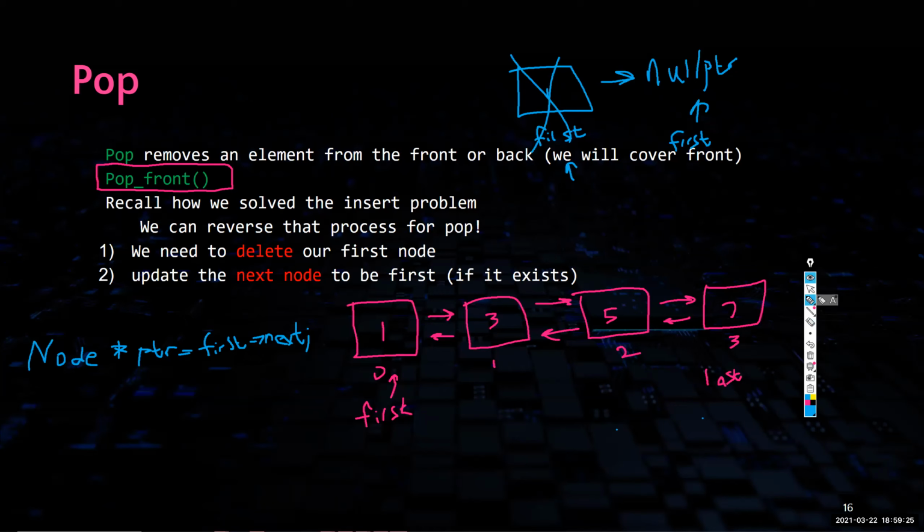Right here, notice how we aren't saying node PTR equals new node. We only use new node when we want to add a node to our linked list. Here we're just creating a temporary value called PTR, and we just want to save the value of 3, because that should be our new first, and we're going to delete this eventually. So I have node PTR equals first next. PTR is going to point right here. Once I have that value saved, I can go ahead and delete first.